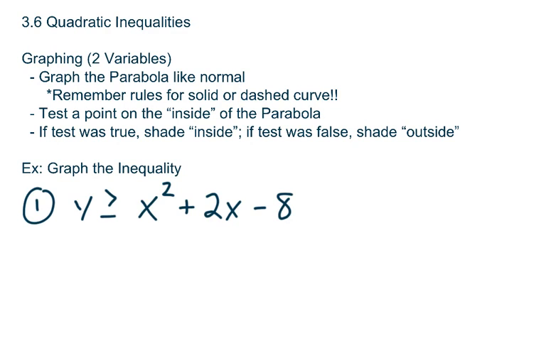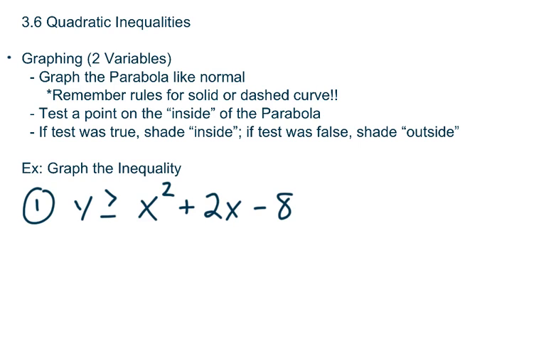Section 3.6, Quadratic Inequalities. With quadratic inequalities, we're going to look at two main topics. The first one is graphing. If the inequality is given to you in two variables, more than likely you're going to be graphing. For the steps for graphing, step number one, graph the parabola like normal.